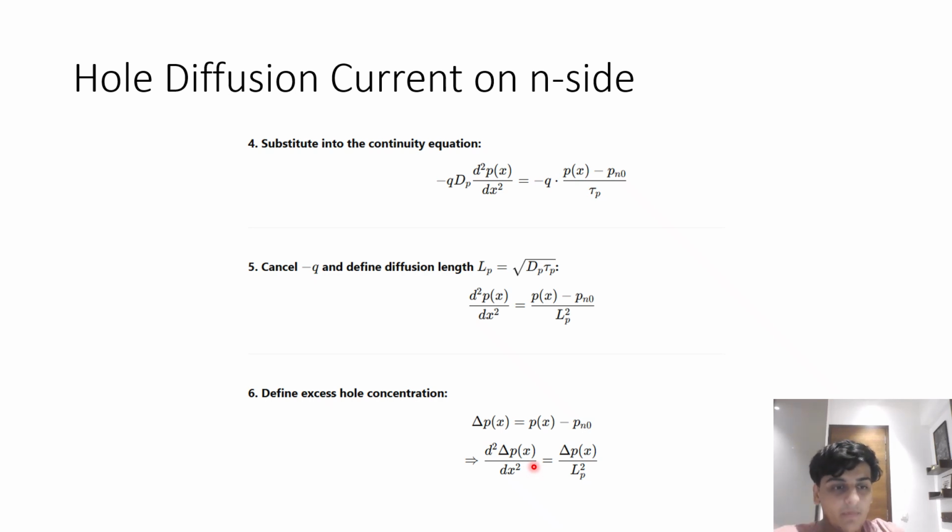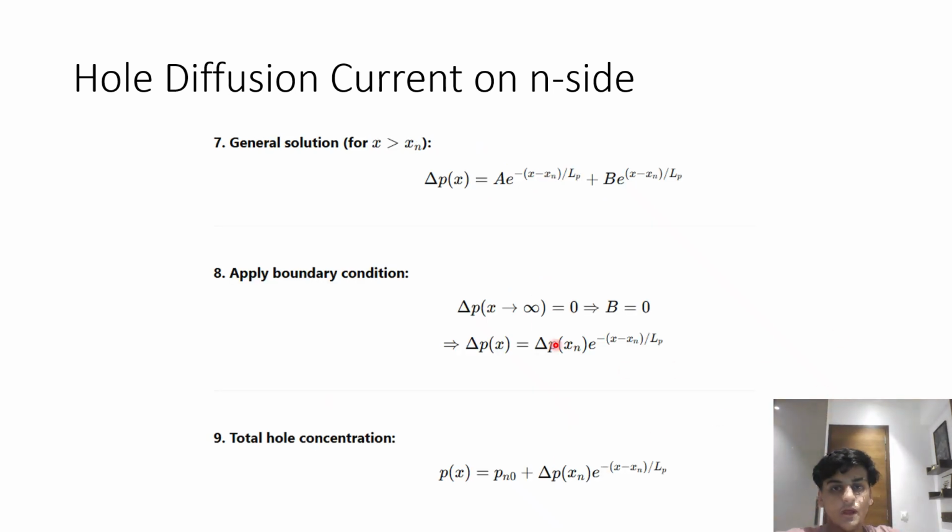So remember, what we are trying to do is calculate the excess concentration as a function of the distance. Once we know the excess concentration as a function of the distance, we can use that to calculate the hole diffusion current. So the general solution of that equation for x greater than x_n is given by this. You can just think of x_n as some type of shift of origin. This is just your standard calculus.